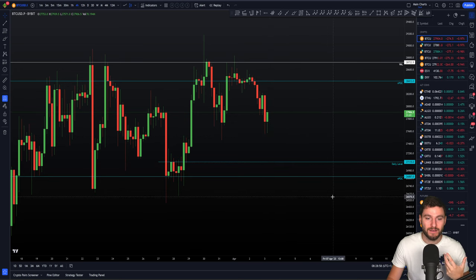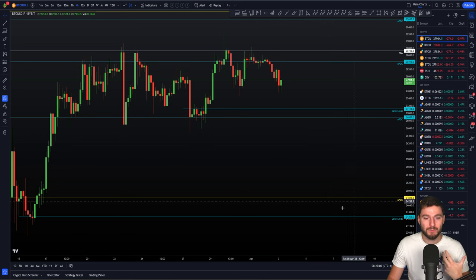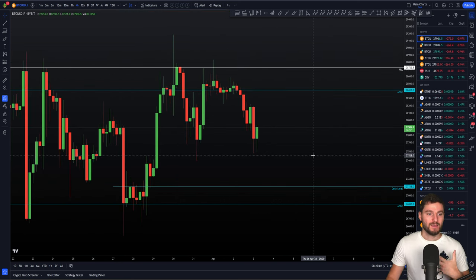Range low down there at around 26K, right? If we lose that, we'll be looking down towards 25K. So that's the scenarios to the downside and the levels of interest.